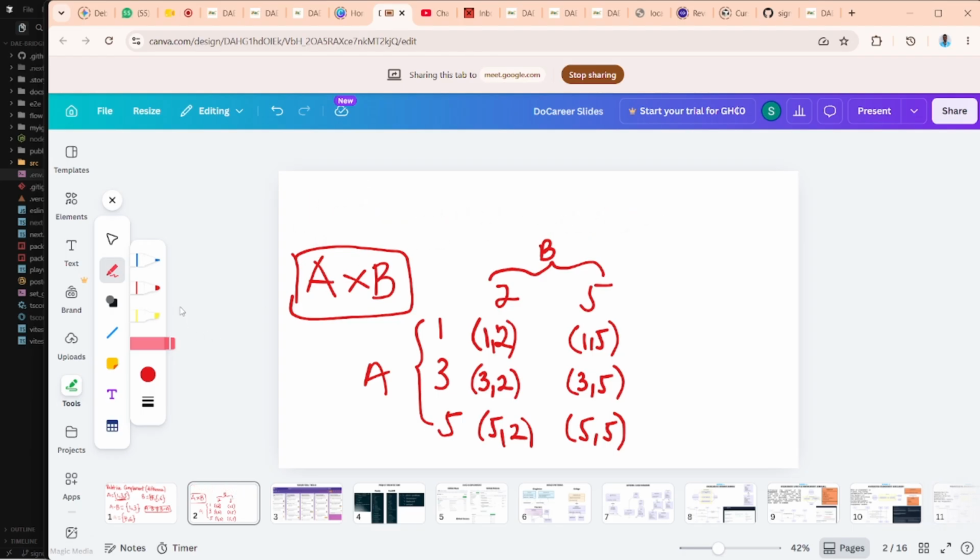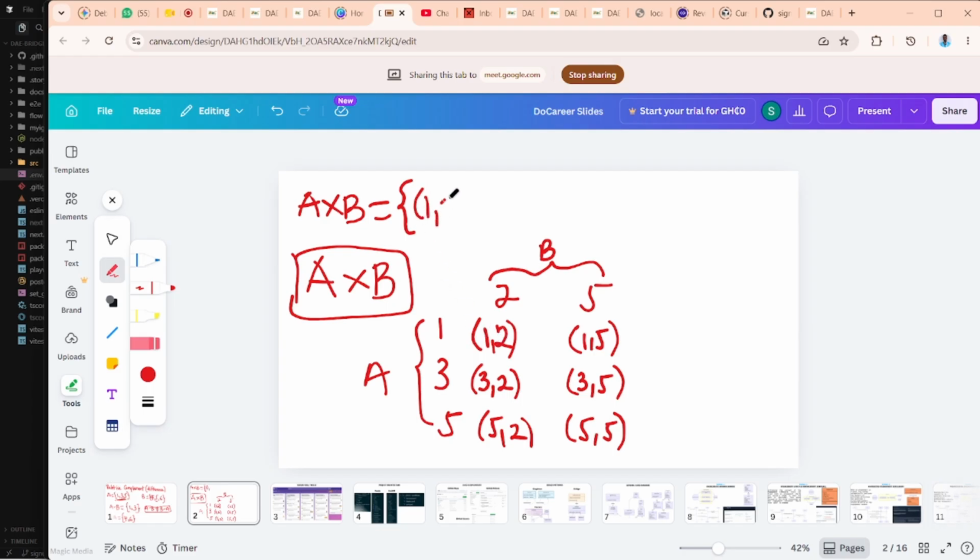So the Cartesian product itself should be a set. These are the symbols that people forget, because they assume they know it. The A cross B should be a set, and for the set we use curly brackets. Inside that set, you state the pairs, and each pair should be in parentheses.